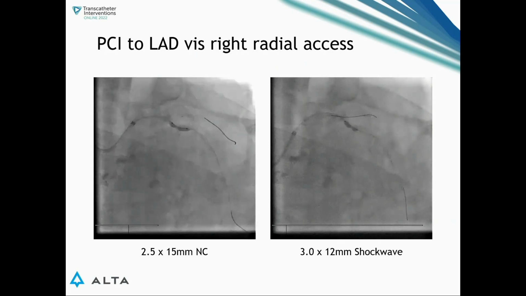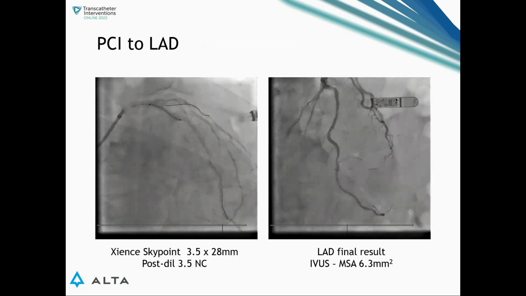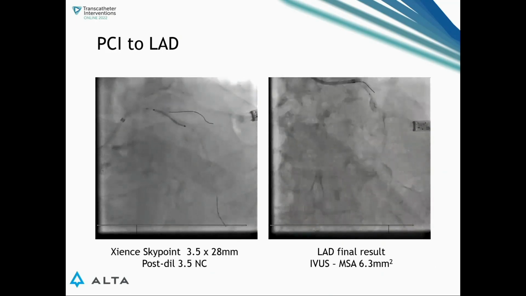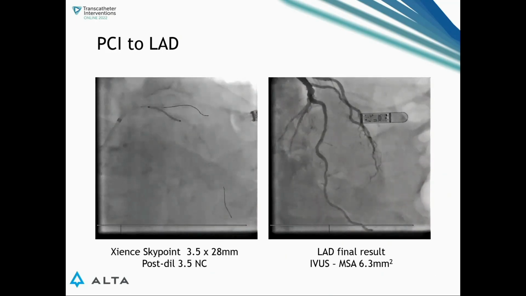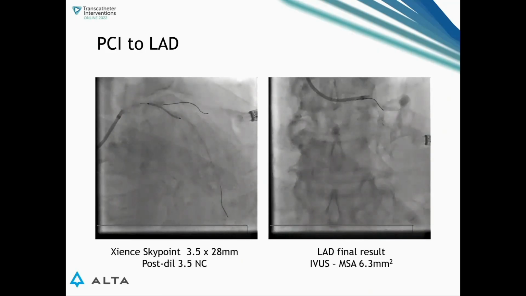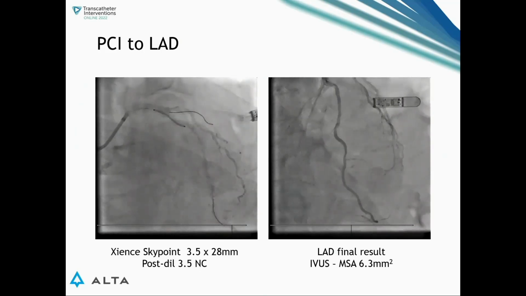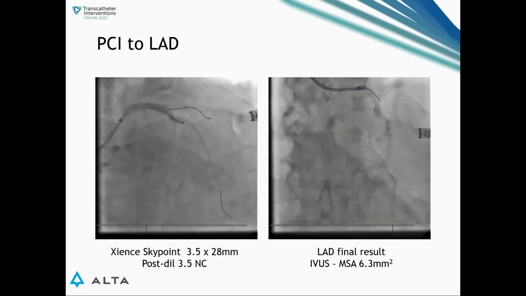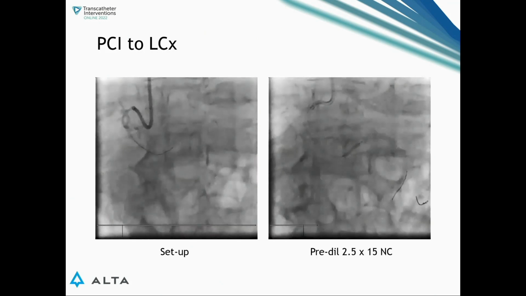Next slide. We thereafter delivered a 3.5 by 28 Zion stent that was post-dilated with the 3.5 NC, and in the interest of time, we'll forego the IVUS images. The final angiographic result of the LAD is seen on the right, and the mean stent area at the end was 6.3. We then directed the attention to the anomalous circumflex. Next slide. There were some challenges with equipment delivery.